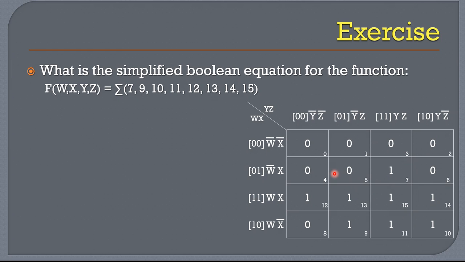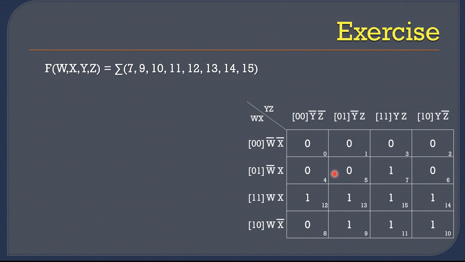Now you are going to identify how many octets, quads or pairs are available. You should always go for octet first. So check for octet. Here you don't see any octet, so you go for quads. You can identify the first quad here, which is nothing but 12, 13, 15 and 14. So this is quad 1: M12 plus M13 plus M15 plus M14.